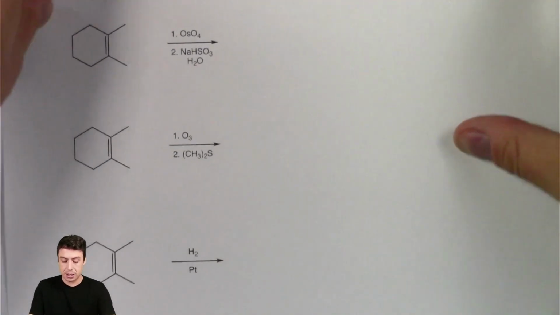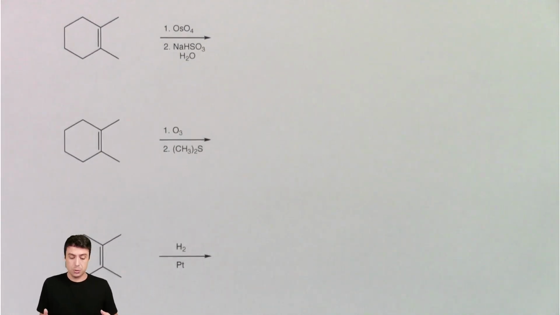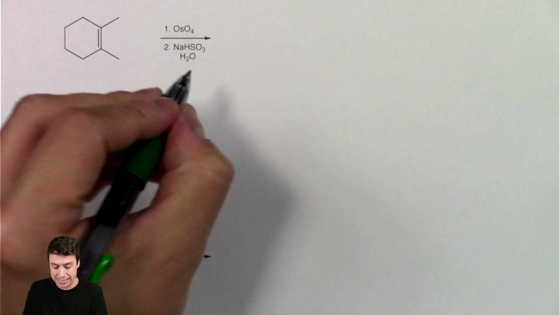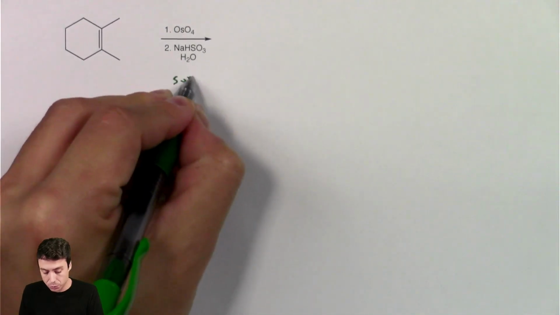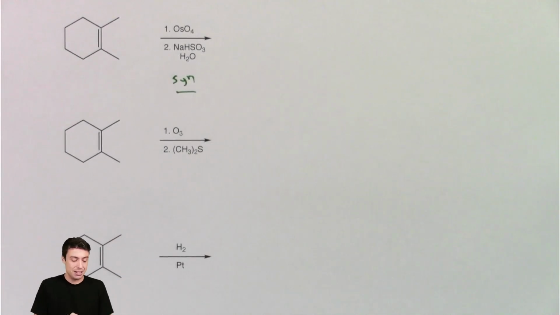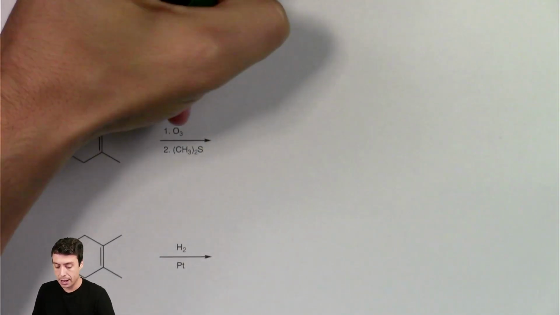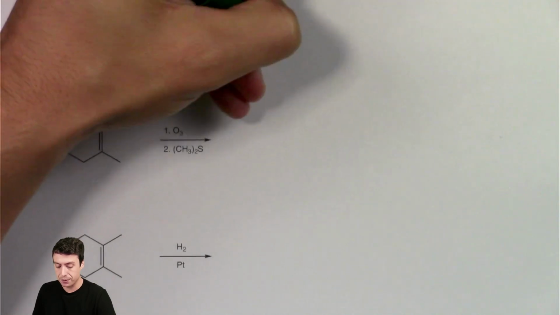Okay, next 3 reactions. And these are reactions that we really don't study the mechanism of much. You have to know what they do in terms of predicting the product. OsO4, that is a syn addition. So that's a syn addition of that crazy looking osmium with all the 4 double bonds. So here, syn addition of 2 OHs. You're going to add both OHs to the same face.